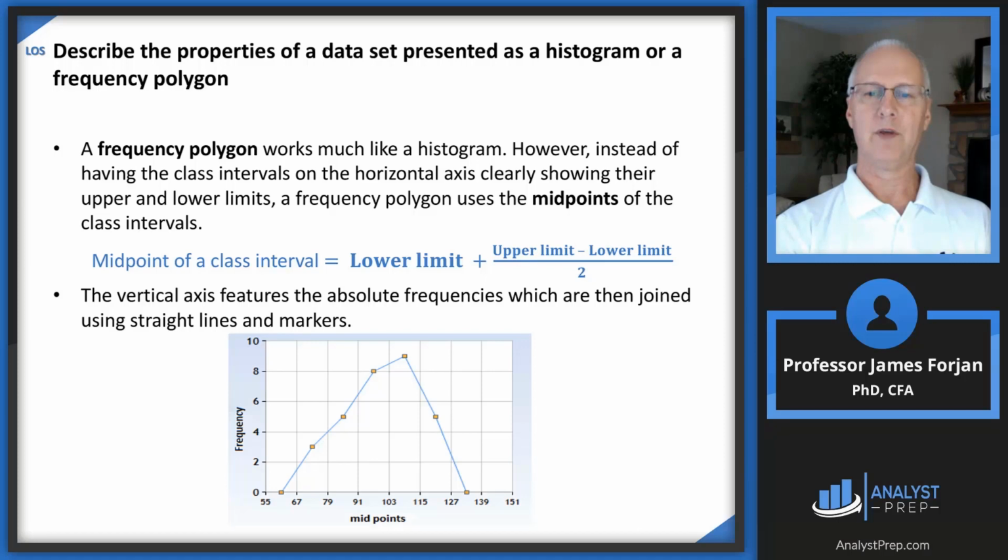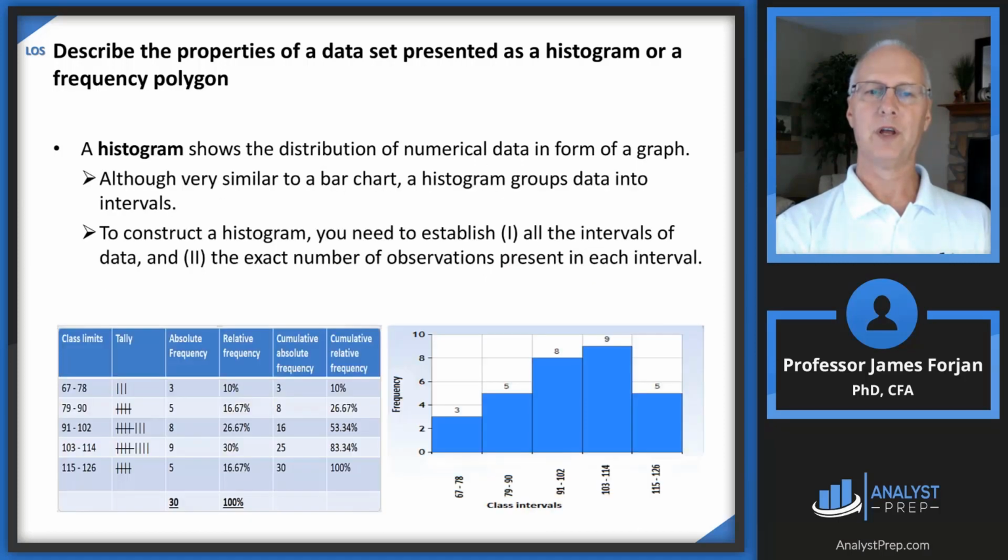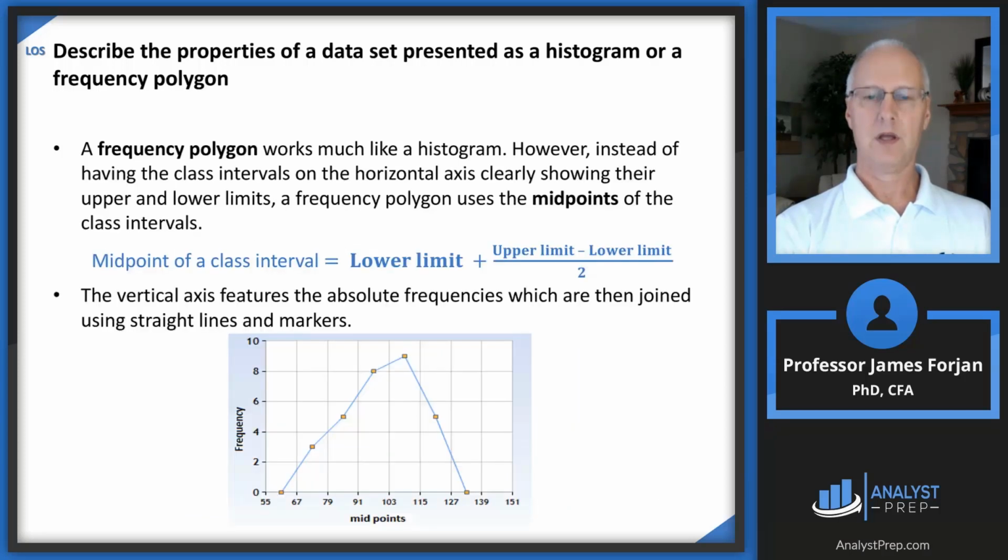And so if you picture the histogram, it's upward sloping and then it's downward sloping, right? Indicating that there's more data points in the middle. And then the polygon is upward sloping and then it's downward sloping, which indicates kind of the same thing.